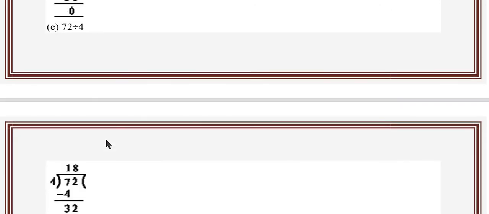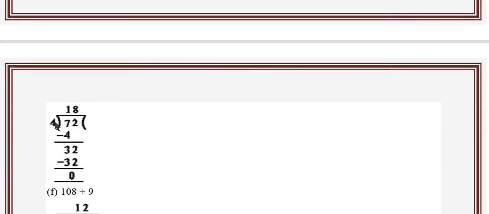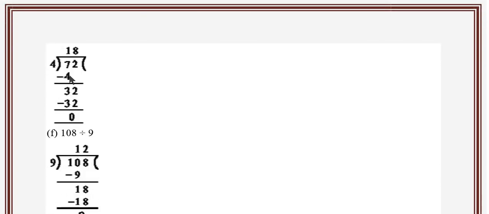72 divided by 4. 4 ones are 4. 7 minus 4 is equal to 3. Again we write here 2. 4 eights are 32. So here 72 divided by 4 is equal to 18.